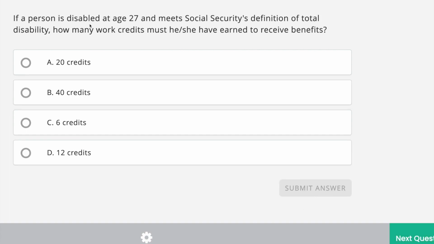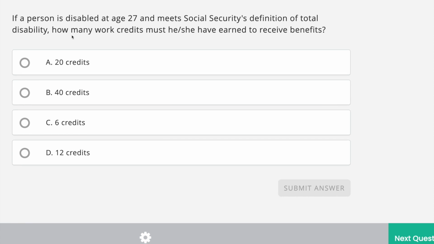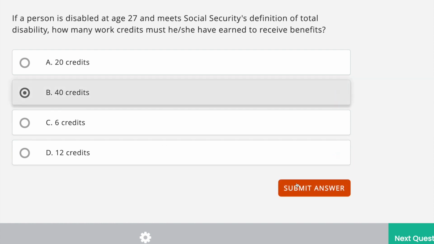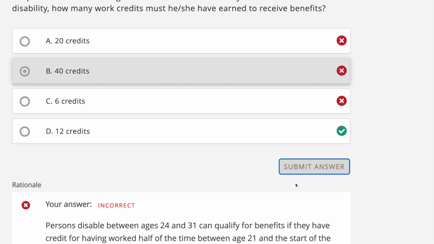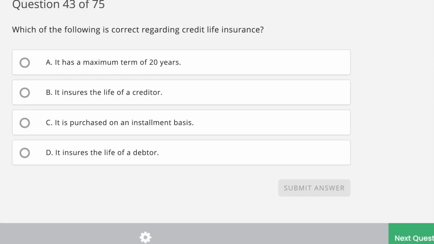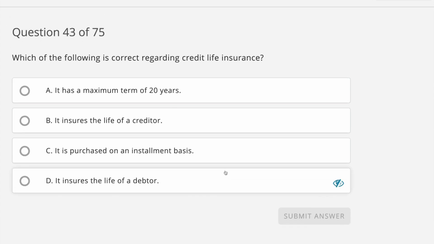Next one. If a person is disabled at age 27 and meets the Social Security definition of total disability, how many work credits must he or she have earned to receive benefits? And Social Security total disability, I think it's 40. Damn it. So it's only 12. At 27, total disability, work credits must have earned. Okay, so 12. Sheesh. There's the answer right there. You can screenshot that. Rationale. Read the rationale on every single one of these. You could pause the video and read the rationale so you could learn.